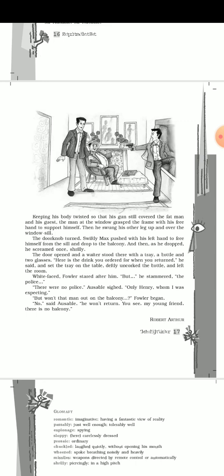Ozable said there was no police. "Only Henry, whom I was expecting." Henry is the name of that waiter, right? He said that he was waiting for Henry and not police. "But won't that man out on the balcony?" Fowler began. Fowler said that if police protection is not there, then that gun-holding man, Max, would come again from that balcony where he is waiting, right? "No," said Ozable, "he won't return. You see, my young friend, there is no balcony."